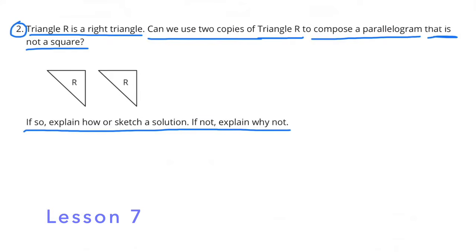Number 2. Triangle R is a right triangle. Can we use 2 copies of triangle R to compose a parallelogram that is not a square? If so, explain how or sketch a solution. If not, explain why not.